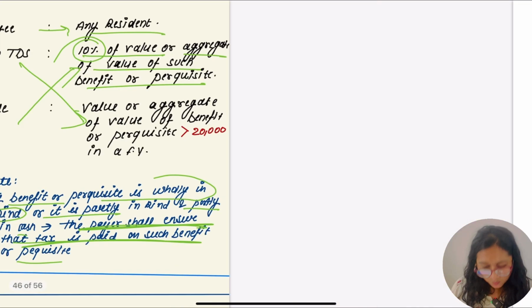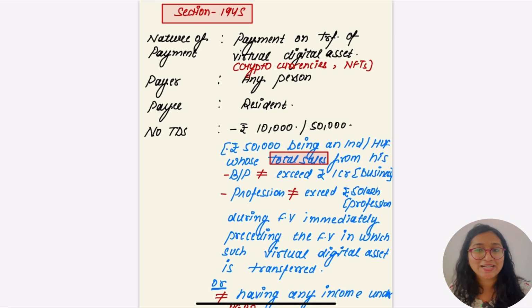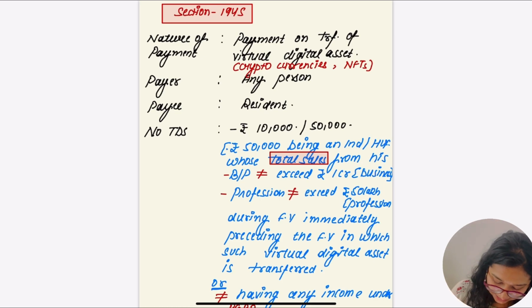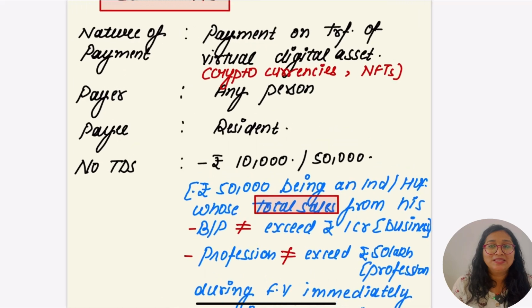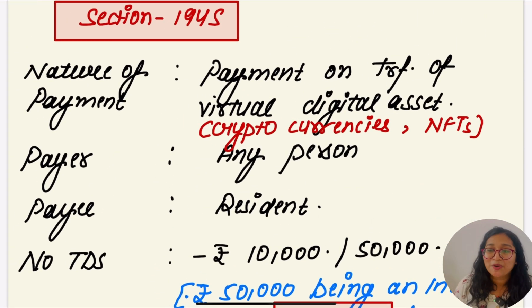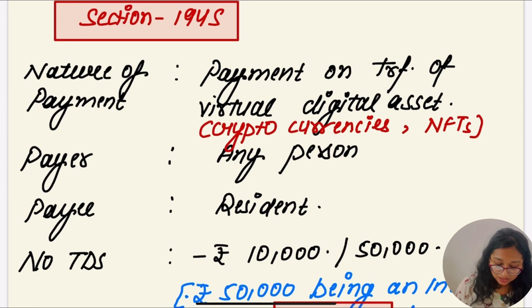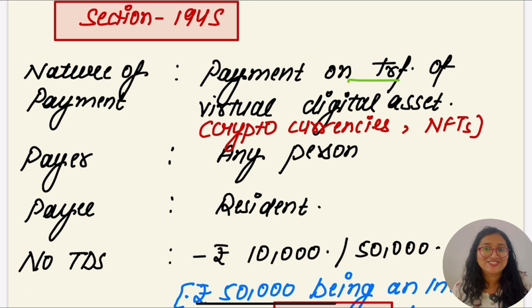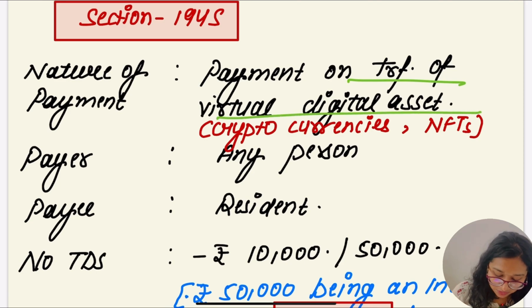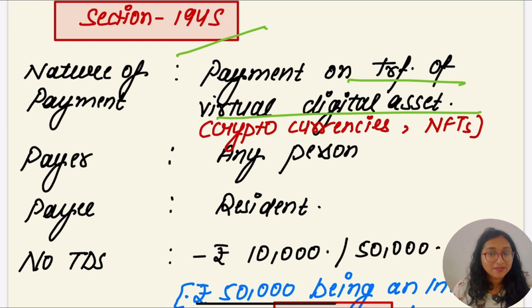So let me do one more section, which is 194S. Now we have known these words. Crypto, we know about cryptocurrencies. We have read them, we are actually aware of these things now. So the nature of payment is going to be payment or transfer of virtual digital assets. Section 194S is for payment on transfer of what? Payment on transfer of virtual digital asset, for example cryptocurrency, NFTs.